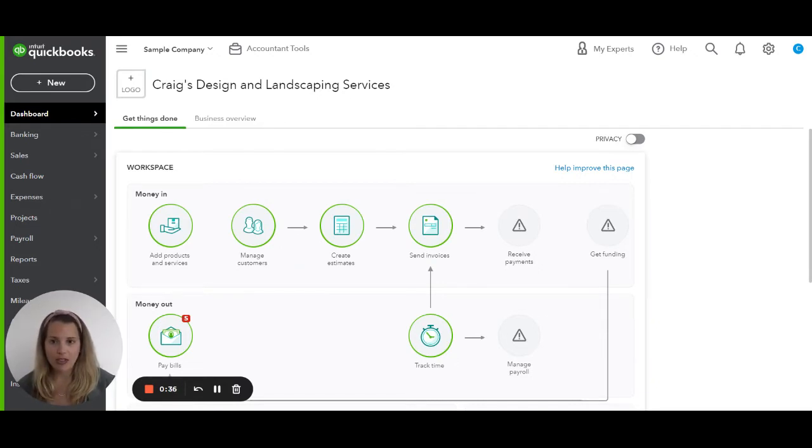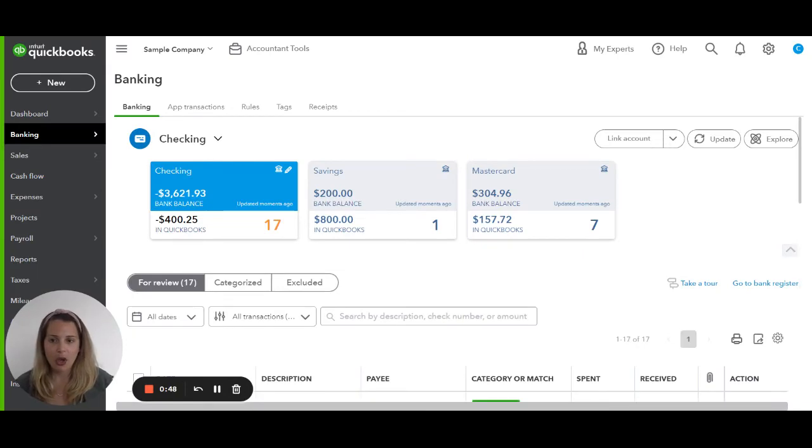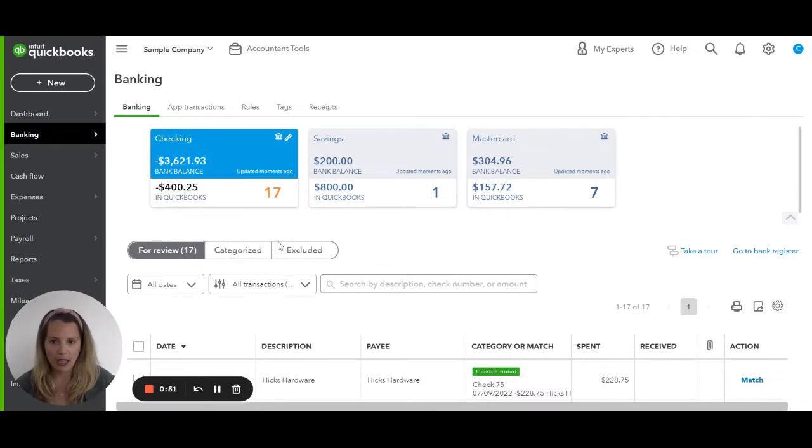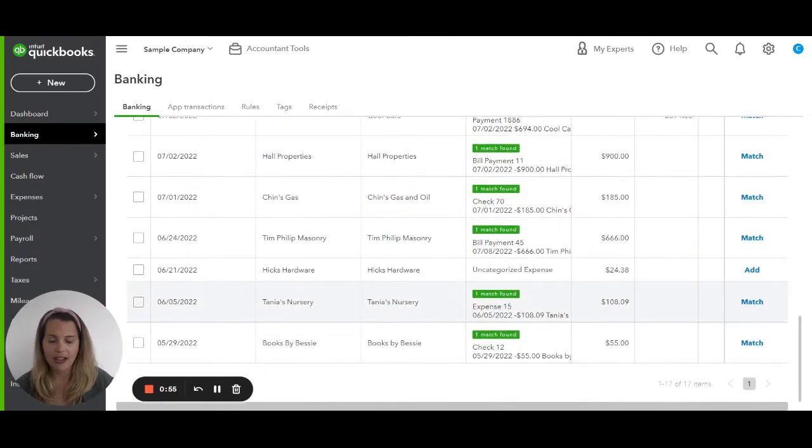So the books are directly connected to the tax return. So we need them to be accurate in order for the tax return to be accurate. All right, so first place I'm going to show you is this banking area. So one common error we see is transactions still here that have not been categorized yet.